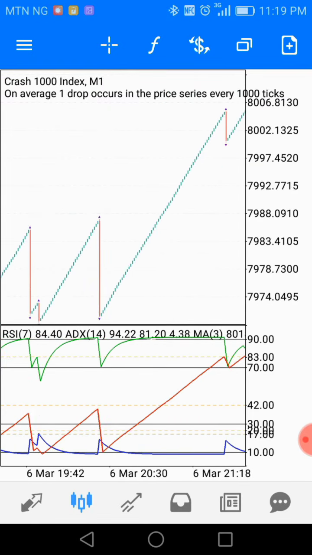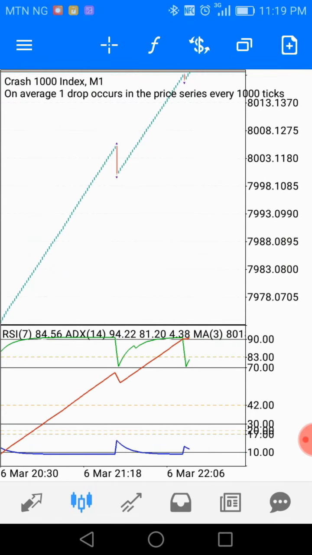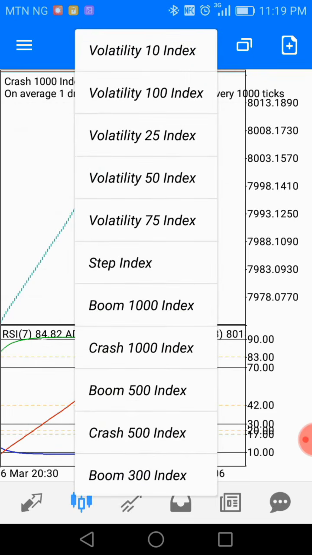But we don't have an opportunity to trade now, so we're going to be checking the Boom 1000 index to see if we have an opportunity to trade now. Let's go to Boom 1000.